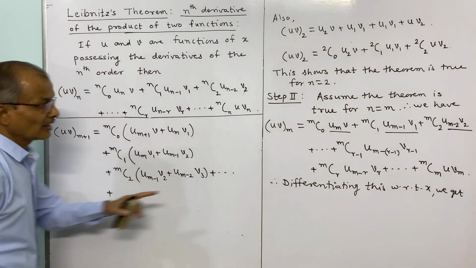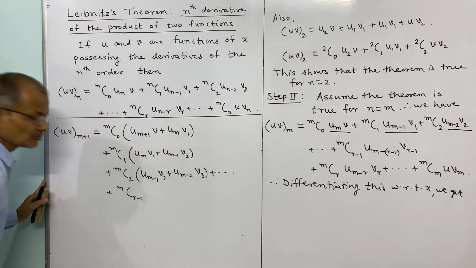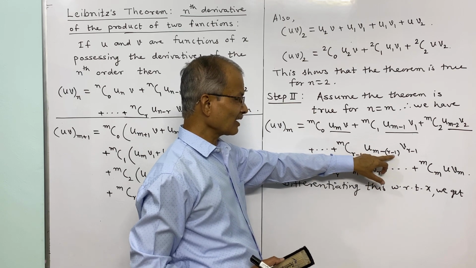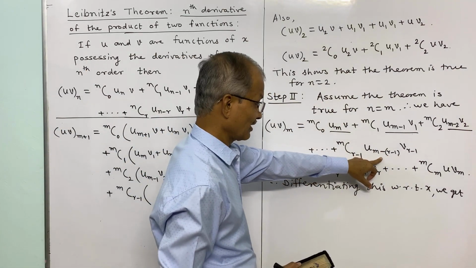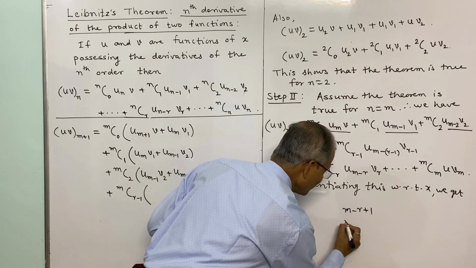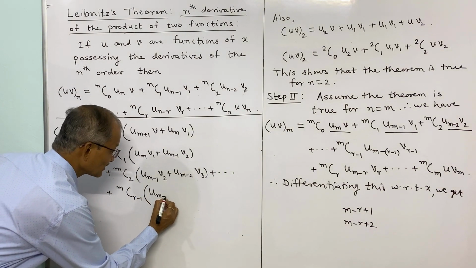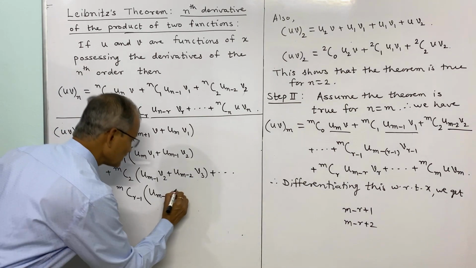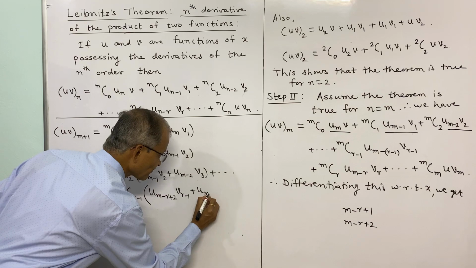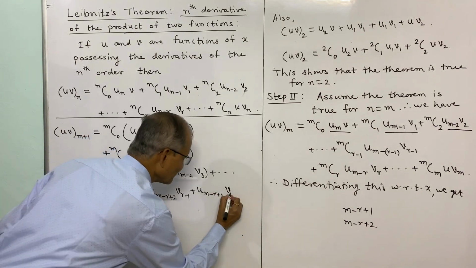And now plus the derivative of this term we shall write, and that is m choose r minus 1 in brackets. Now the derivative of this: the order of u was m minus r plus 1, and if you increase the order by 1, then it will be m minus r plus 2, and that is the order of the derivative of u, m minus r plus 2, and second as it is, v_(r minus 1), plus now the first as it is, which is u_(m minus r plus 1), and the derivative of second, that is v_r.